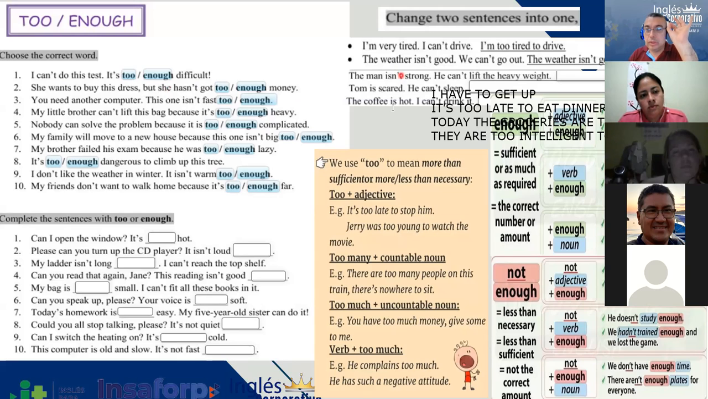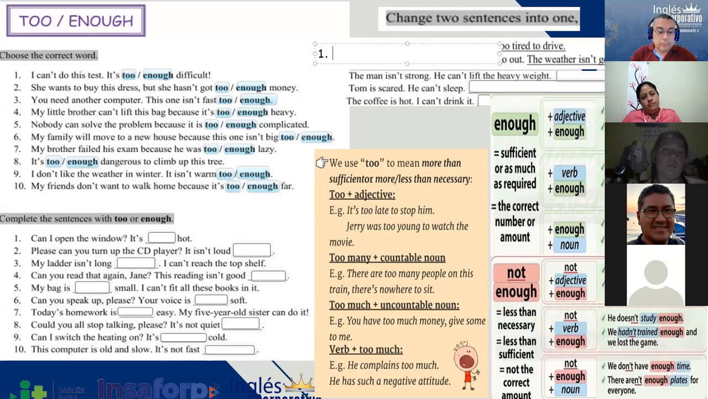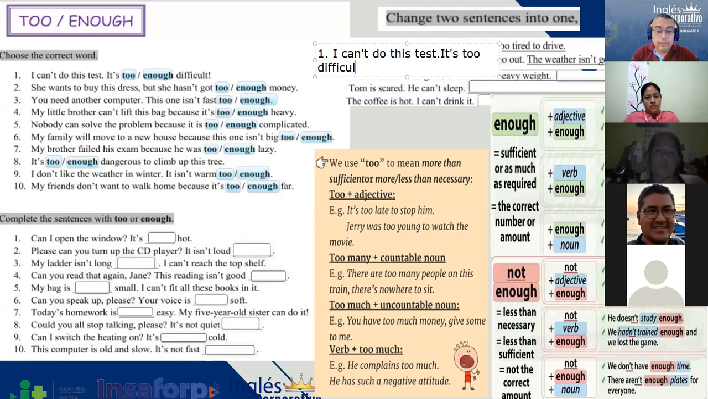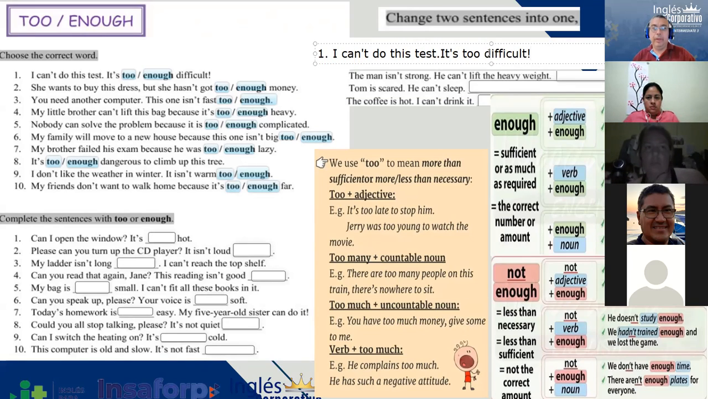So I'm going to demonstrate right here. Let me clear this. For example, number one, I can't do this test. It's too difficult. There it is. These are short sentences. They're not long sentences, right? Only 8 or 10 words minimum. So this is the correct answer.